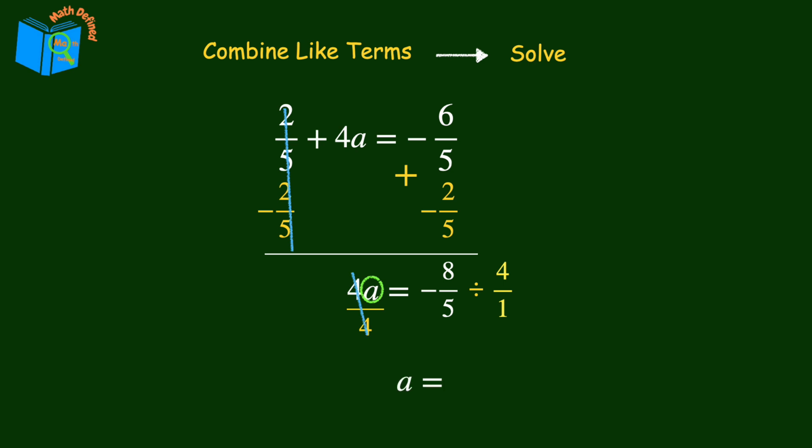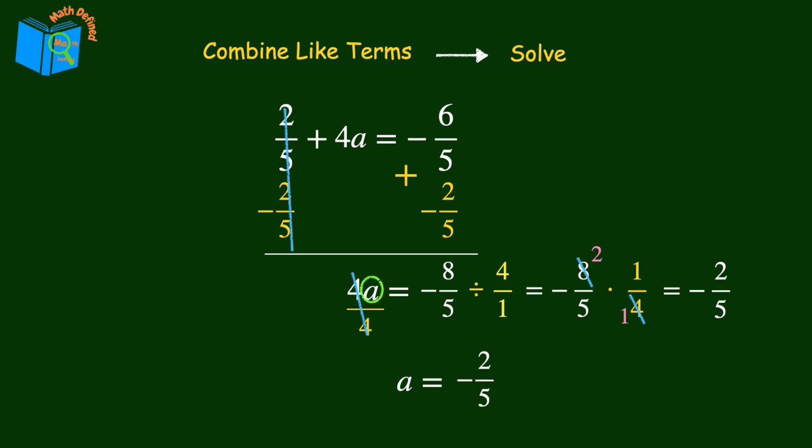On the right side, to solve this division, we need to multiply by the reciprocal of 4 over 1, which is 1 over 4. Now, since negative 8 and 4 share a common factor of 4, we can cross-cancel. Then multiplying the numerators, negative 2 times 1 is negative 2, and then the denominators, 5 times 1 is 5. So a equals negative 2/5.